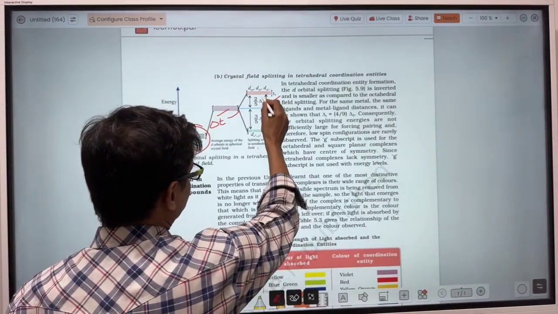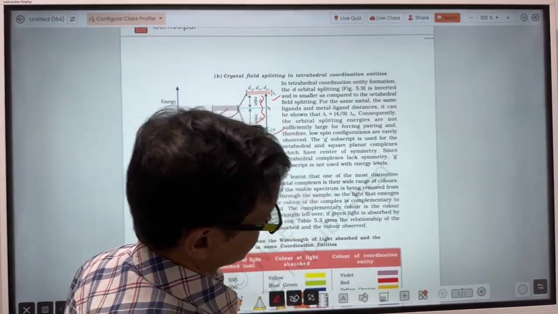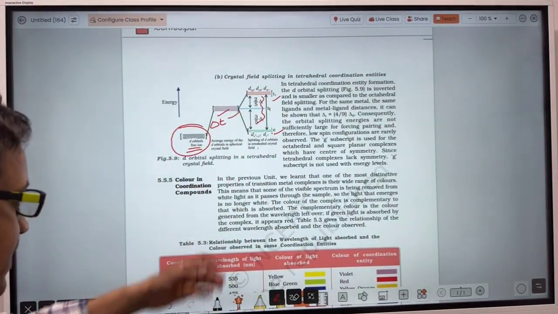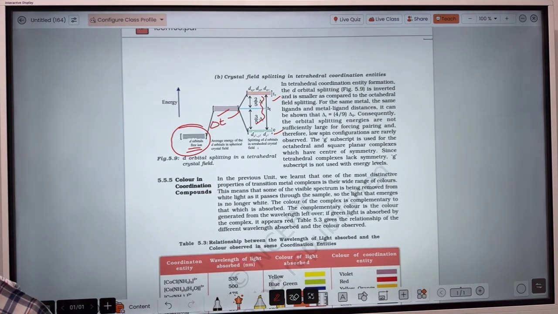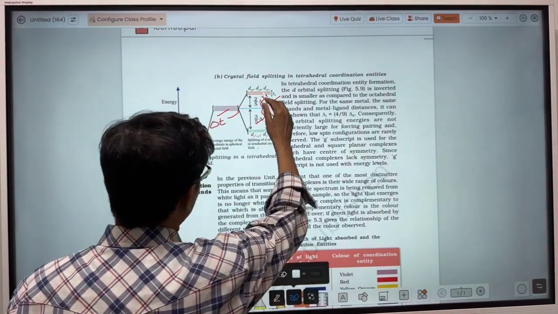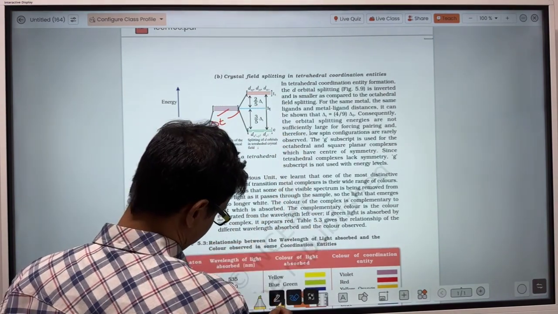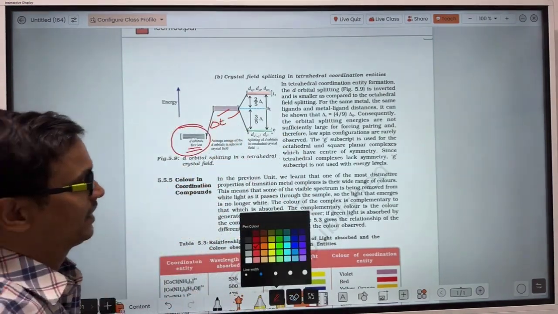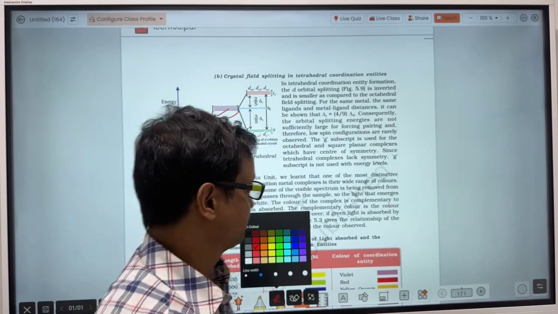Watch out here, when you add both of them, that will be delta T only. So energy is conserved during the reaction, during the bond formation also. There is no creation or destruction of energy. The energy remains the same.